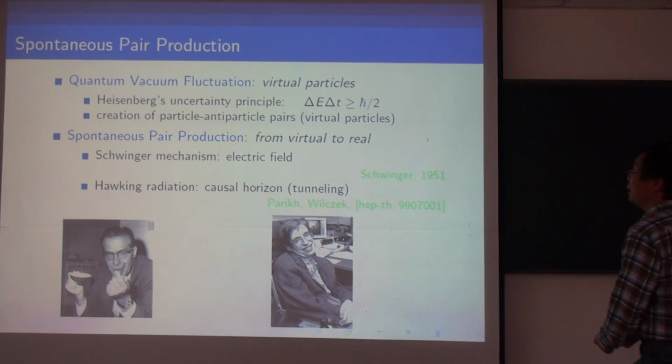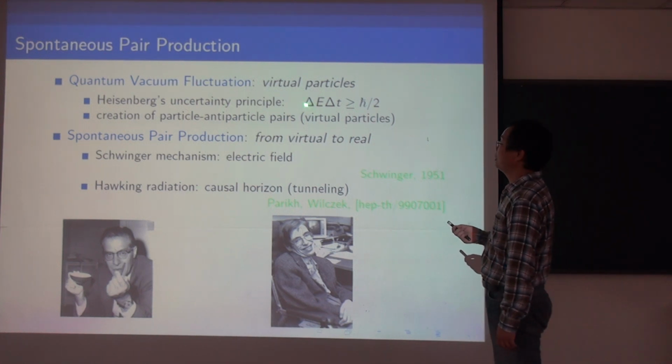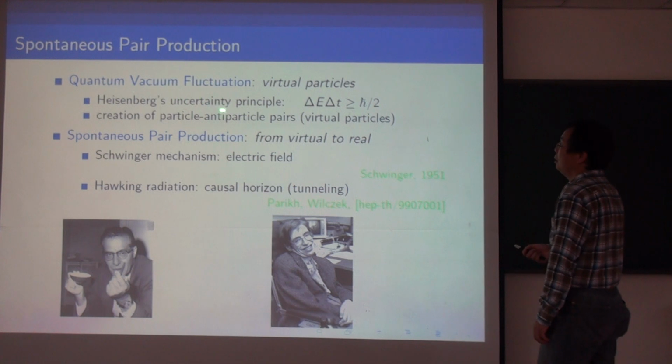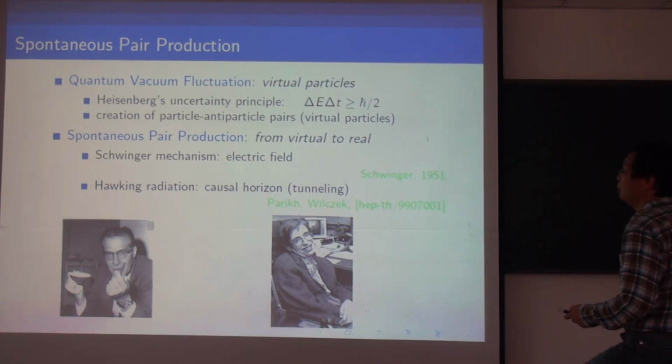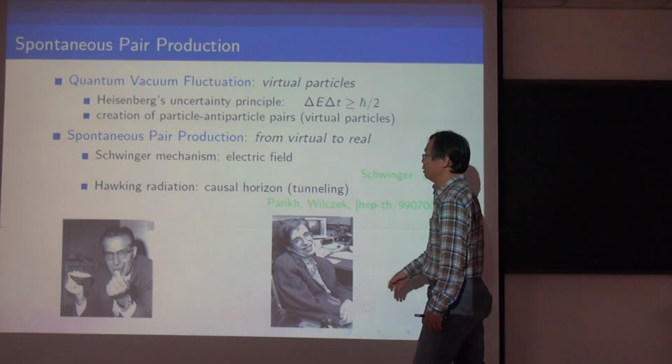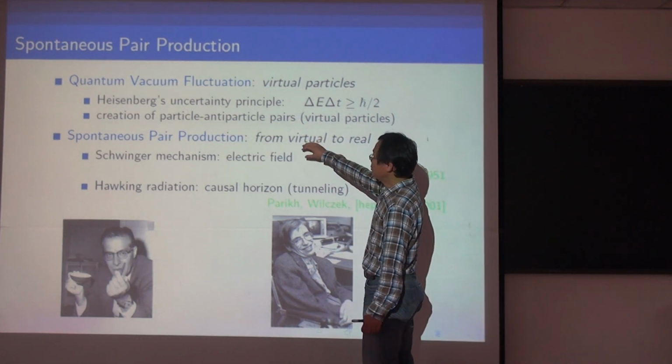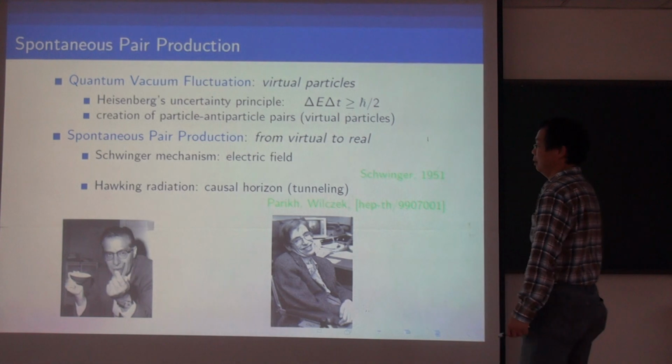So what is simultaneous pair production? We consider the quantum fluctuation, vacuum fluctuation, and it produces a lot of virtual particles. So if we have some particular mechanism that can transform these virtual particles to real particles.